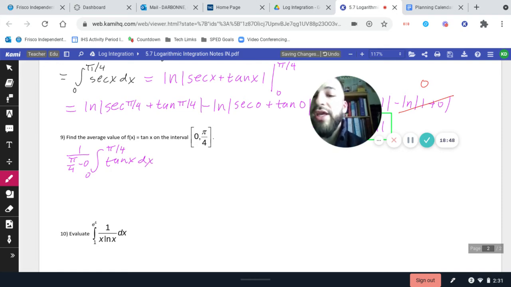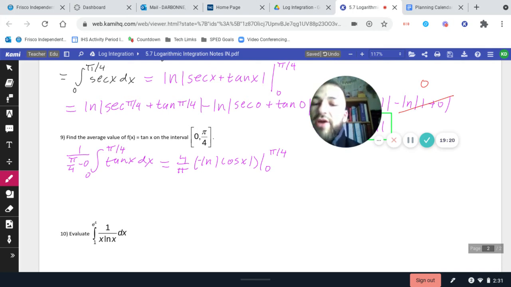So from here, I can go ahead and integrate. 1 over pi over 4, that's just 4 over pi, because I just take the reciprocal of pi over 4. And then the integral of tan of x is the negative natural log of the absolute value of cosine of x. And I'm evaluating that from 0 to pi over 4. So once again, not having to take a u-sub, didn't have to do a change of base. So from here, I can just plug in my numbers.